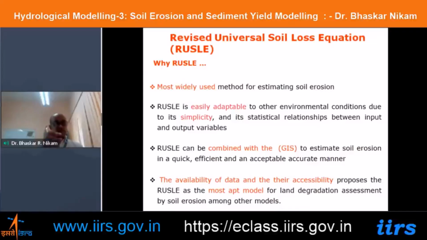RUSLE was originally developed for a plot, a rectangular or square plot, and that's the advantage of this method, because it is originally for a plot or a unit area. This has potential for application in the GIS domain. We can consider that plot as one pixel of a raster, and we can apply this method on that pixel. So it has a natural ease of assimilation in the GIS platform. That's why we are talking about RUSLE here.